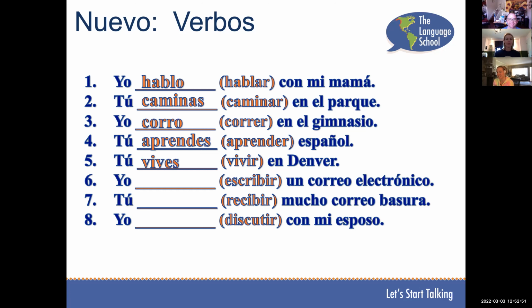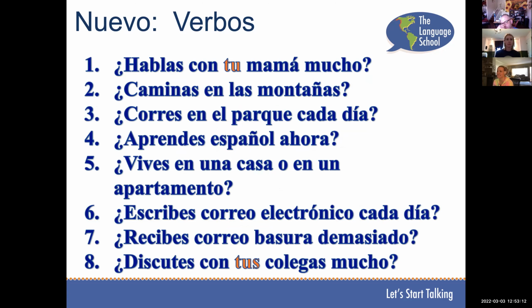Muy bien. Yo escribo un correo electrónico. Tú recibes mucho correo basura. Yo discuto con mi esposo. Muy bien. Take turns with these questions.